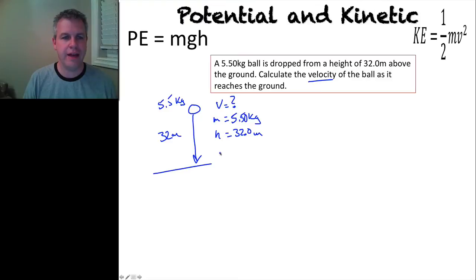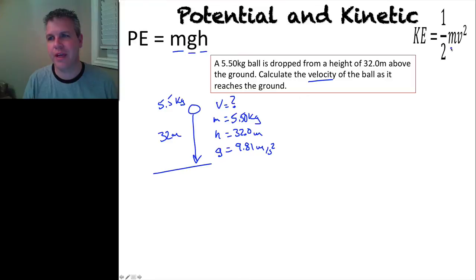Other than that, I do know gravity. It might not be given in the question, but I know that it's a constant value, 9.81 meters per second squared. It's asking me to solve for velocity. Now, when I look at the formulas that I'm given in this section, I have potential energy: mass I know, gravity I know, and I know the height. With my formula of kinetic energy, I do know mass, but I don't know velocity, and I do not know kinetic energy. So now we have to go back to our theory and what we understand about the relationship between gravitational potential energy and kinetic energy.